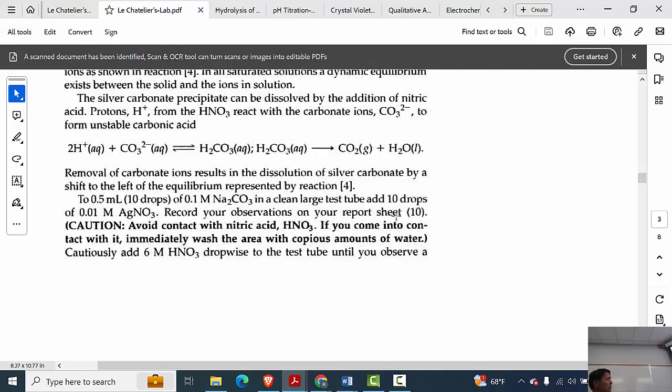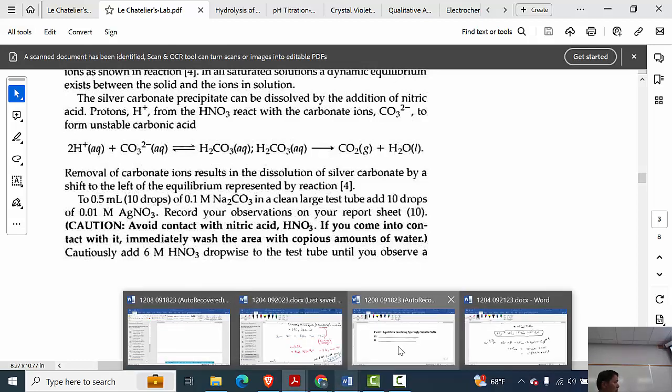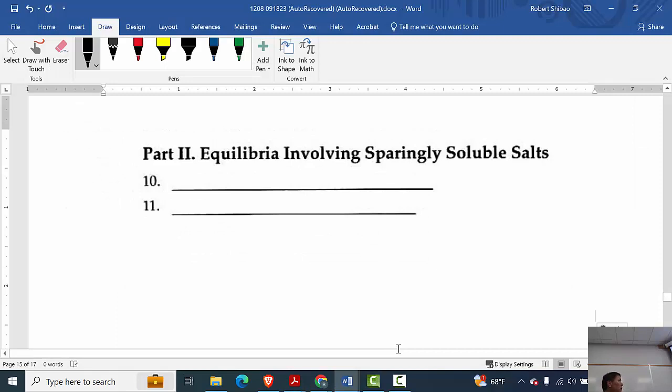Record your observations on your report sheet, 10. So to half a milliliter, 10 drops of 0.1 molar sodium carbonate in a large clean test tube, add 10 drops of 0.01 molar silver nitrate. So sodium carbonate plus silver nitrate, that's what we do here. And so the reaction here is just a straight metathesis reaction. Sodium carbonate plus silver nitrate.